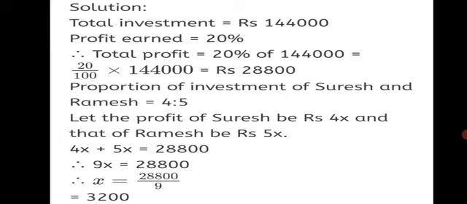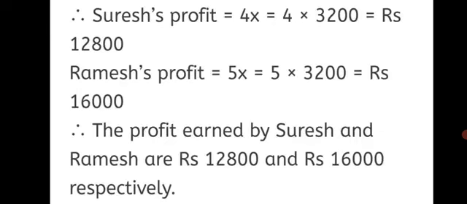When we substitute the value of x in 4x and 5x, we will get how much profit each one of them earned. So the other part of the sum, Suresh's profit is equal to 4x, means 4 into 3,200 is equal to rupees 12,800. Ramesh's profit is equal to 5x is equal to 5 into 3,200 is equal to rupees 16,000. Therefore, the profit earned by Suresh and Ramesh are rupees 12,800 and rupees 16,000 respectively.